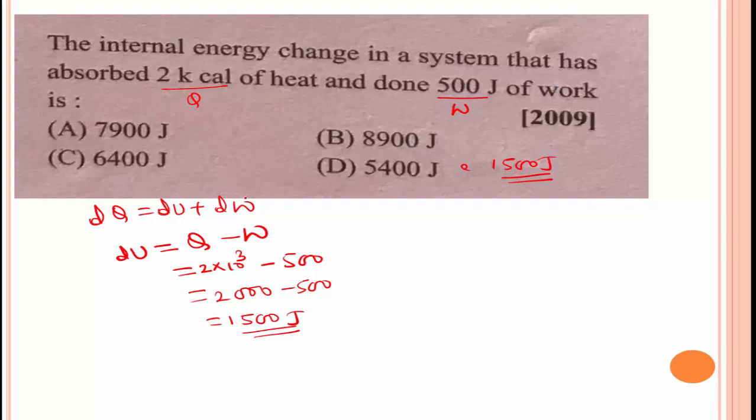dQ is equal to dU plus dW, so dU is equal to Q minus W. Already these values are given in this problem. The amount of heat supplied to that system is 2 kilo, means 2 into 10 to the power of 3. 10 to the power of 3 means 1000. 1000 into 2 is 2000. 2000 minus 500. We get this answer, 1500 joule.